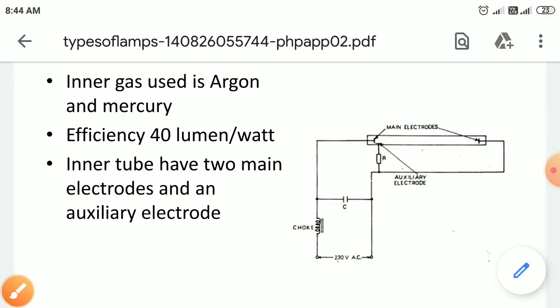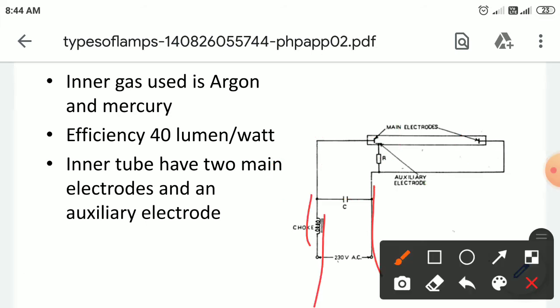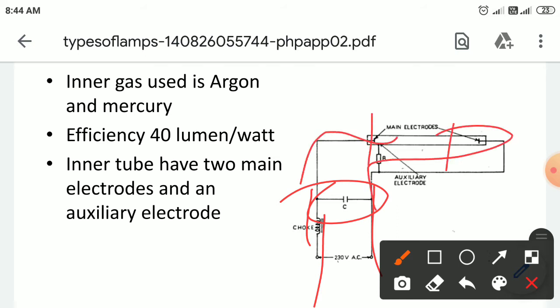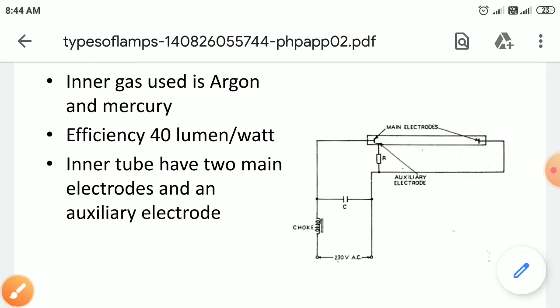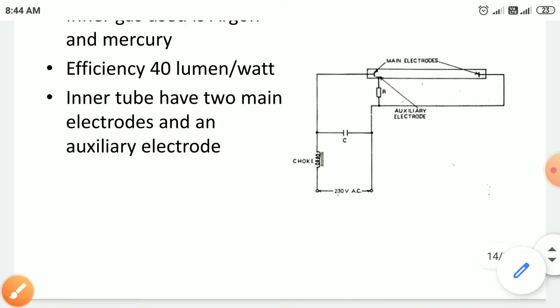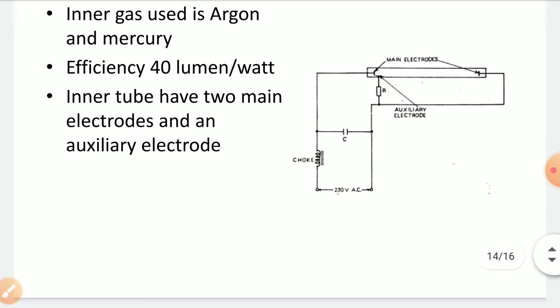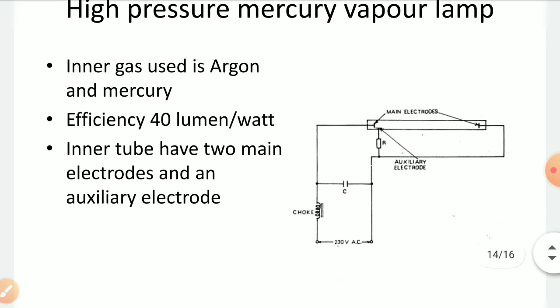So once again, when you give the supply voltage, a capacitor is used for power factor correction, as these discharge lamps also have a very low power factor. So to correct the power factor, the capacitor is used. Whenever the supply is given to the electrodes, the electrodes heat up, and the mercury present inside that tube will get ionized, it will get vaporized and produce the light. So this is the working principle of the mercury vapor lamp.